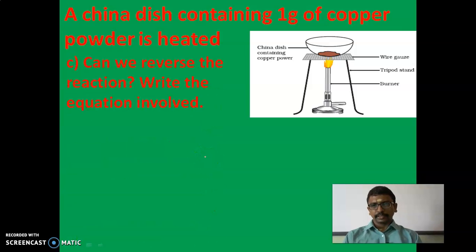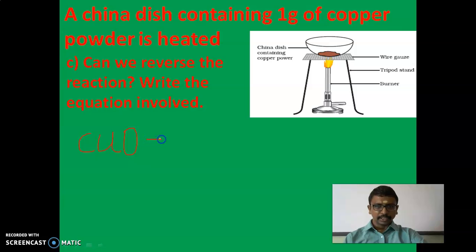And next question is, can we reverse the reaction? Is it possible to reverse the reaction? Yes, it's possible. So write the equation involved. For that, the starting material: can we reverse the reaction means we have to convert the copper oxide to copper. So the reactant is copper oxide. Copper oxide is in the solid state.